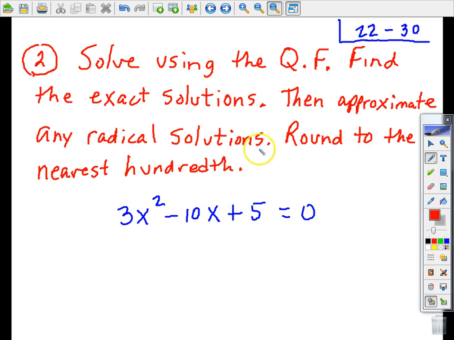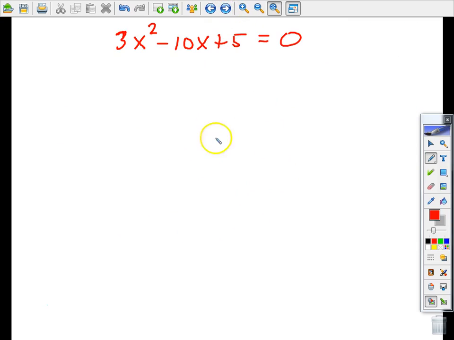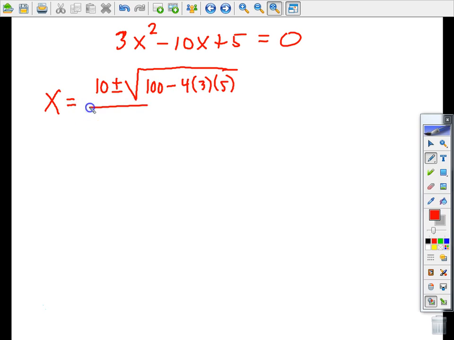Okay? Now I have this written at the top of the next page, so I'm going to go over there so we can have a little bit more room. We're still using the quadratic formula. So let me see. Zan, help me out. So it'll be x equals 10 plus or minus square root of 100 minus 4 times 35 over 6. Okay, everybody good?